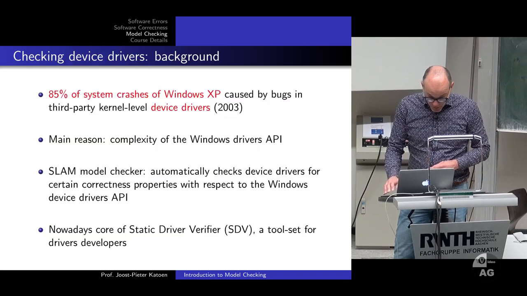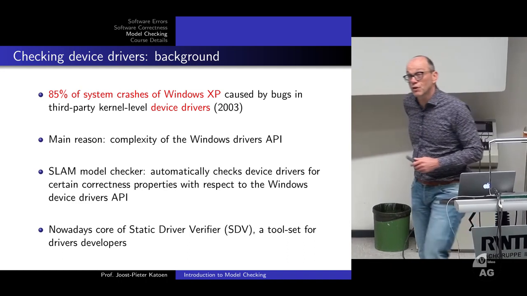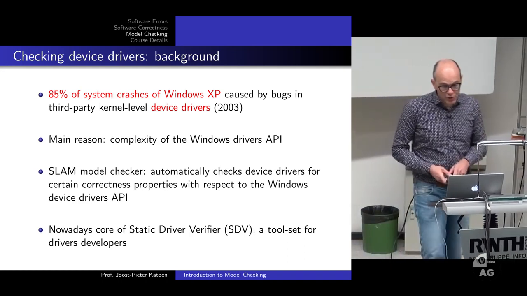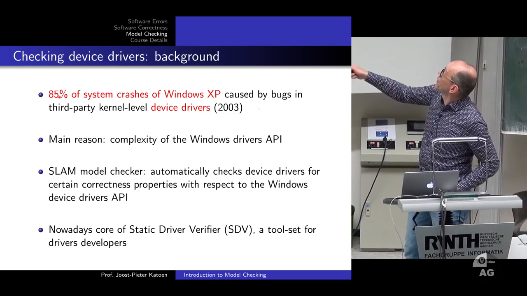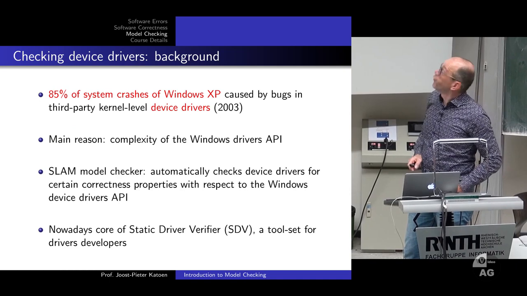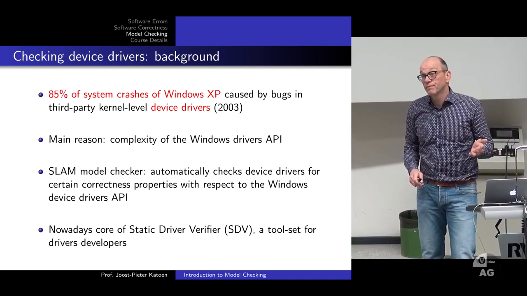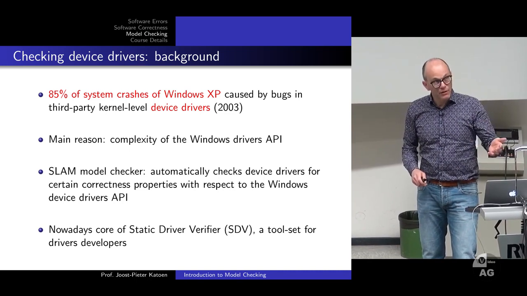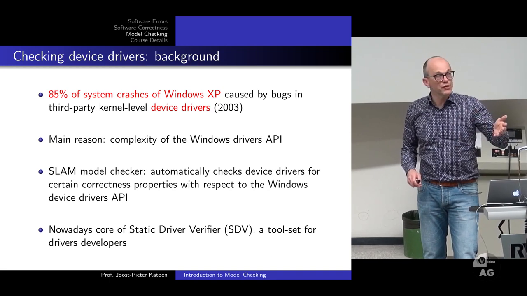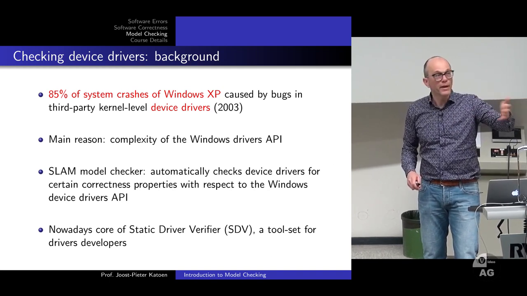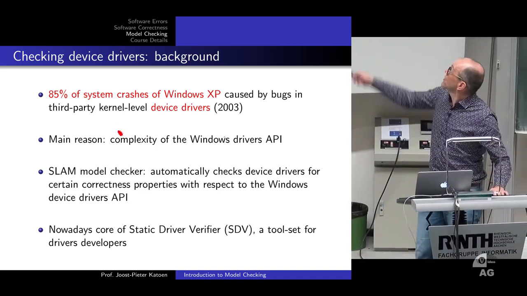Good. The last example I give you of the success of model checking is a big project in Microsoft. So in 2003, they found out that 85% of the crashes of Windows XP were caused by bugs in the device drivers. Now, device drivers are typically the things that Microsoft themselves do not develop, but they are device drivers by, for instance, HP, if you use an HP printer, or some other kind of company. Yeah?